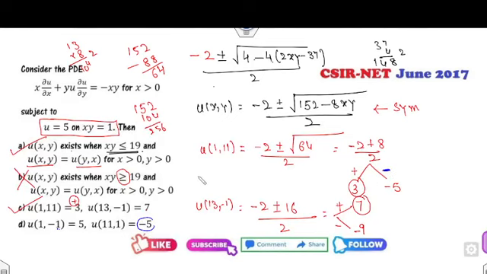I will check whether u(1, minus 1) corresponding to the negative sign is 5 or not. So what is u(1, minus 1)? It's minus 2 plus or minus the square root of 160 over 2, which is not equal to 5. So this option is cancelled. A and C are the right answers of this problem.